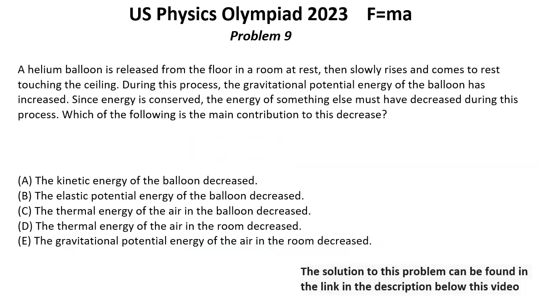Problem number 9. A helium balloon is released from the floor in a room at rest. Then it slowly rises and comes to rest, touching the ceiling. During this process, the gravitational potential energy of the balloon has increased. Since energy is conserved, the energy of something else must have decreased during this process. Which of the following is the main contribution to this decrease?